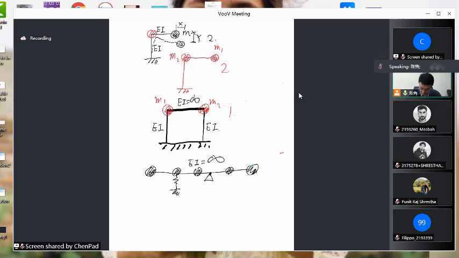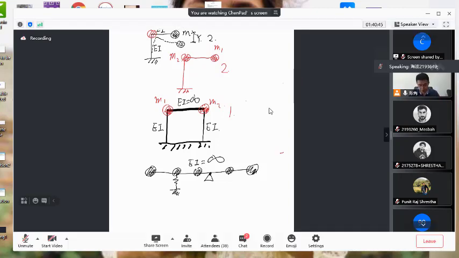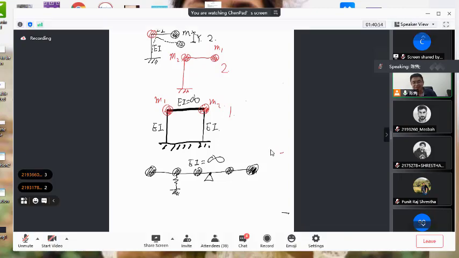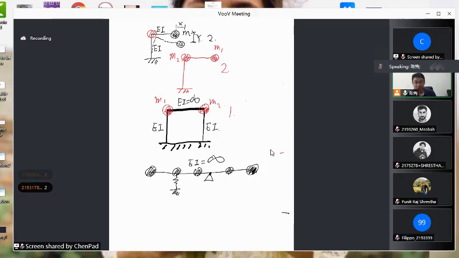How many DOFs? One, I think. One? So two. One, two. Do we have another? Other three. Okay, I see three. One, two, three. We have four, five, six.